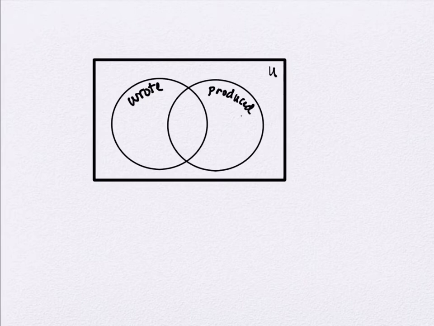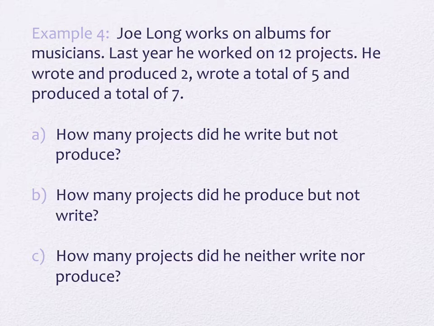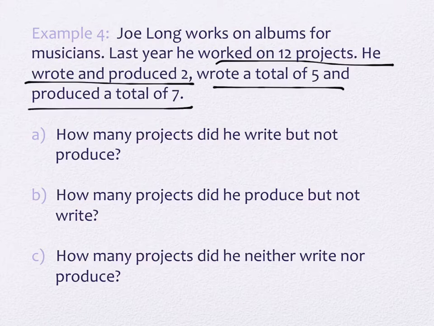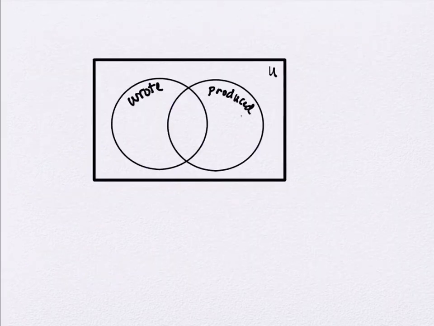So taking a look back over at the pieces of information, there are several pieces. There's one that says worked on 12, there's one that said wrote and produced 2, one that says wrote 5, and one that says produced 7. Which piece is the piece that's most helpful to start with? Yeah, the wrote and produced 2. So in our diagram, where does that 2 go? In the middle. Exactly. Everybody good?